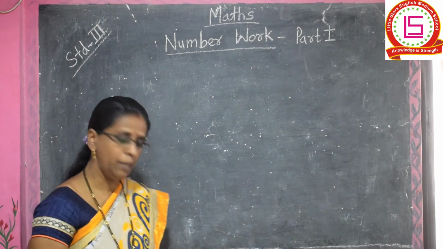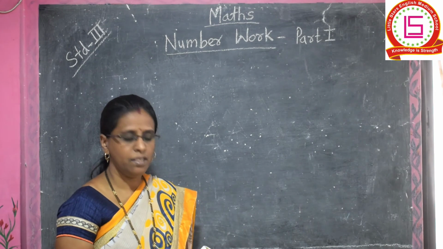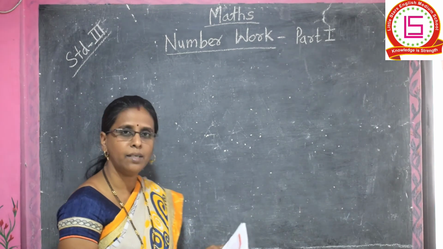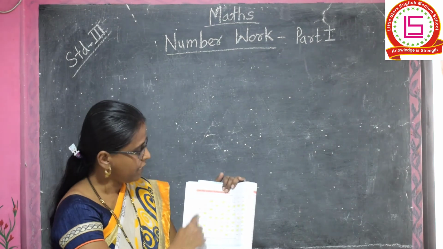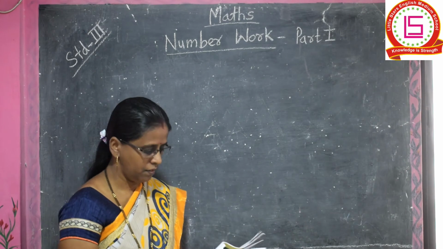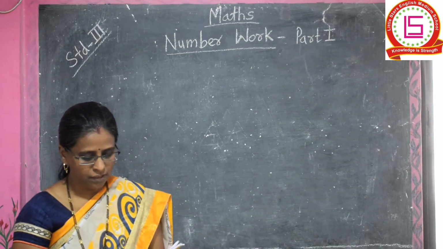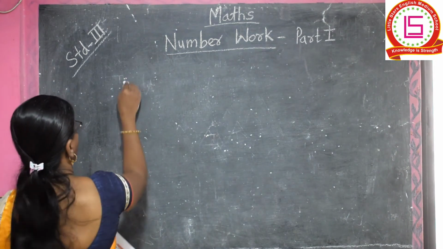See here, on page number 10, first, missing numbers are given. You write the missing numbers. See here, some numbers are given, you write these missing numbers. Read and write. After that, the next point is making a number.